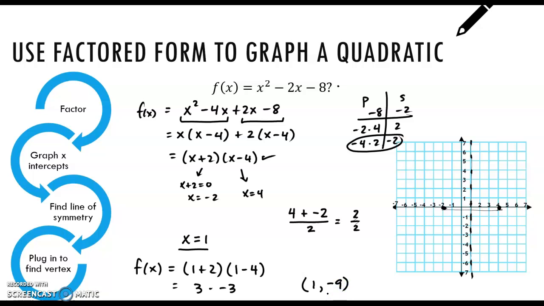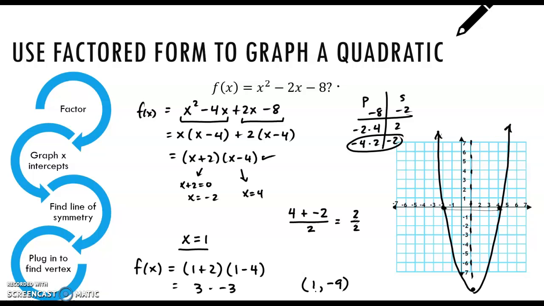I know that the vertex is on the line of symmetry, so I know that the x-coordinate is 1, and then I find the y-coordinate. It's a little off my graph, so it would be down here somewhere. And that means that my quadratic looks like this, passing through my two x-intercepts, and then also meeting at the vertex.